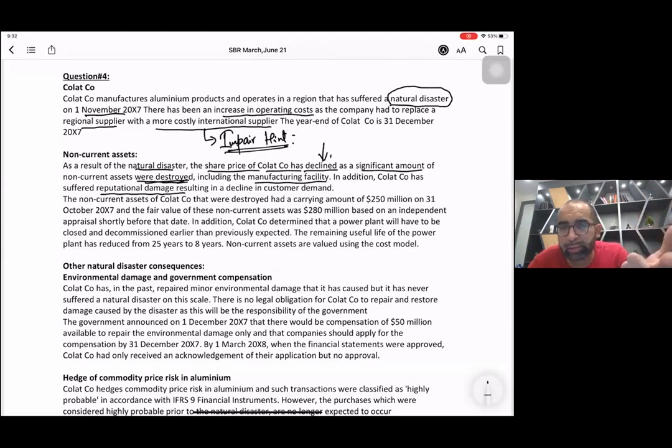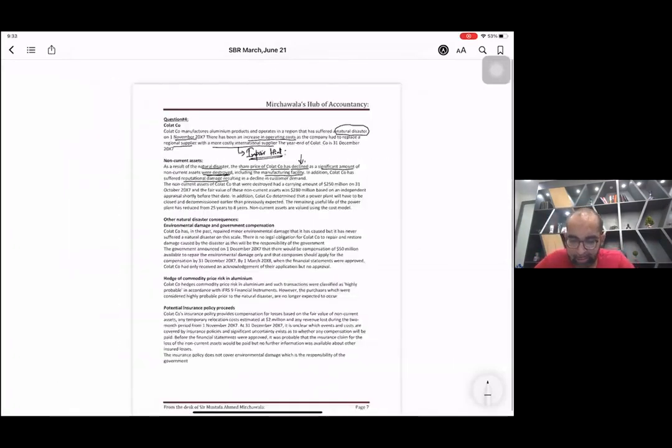We got the increase in operating cost, this is an impairment hint. Decrease in share price, this is an impairment hint. The destruction of the manufacturing facility, this is an impairment hint. Number four, the reputational damage, this is an impairment hint. These four points are more than enough. Yes, you need to do impairment testing. Now wait, you did one requirement of this question.